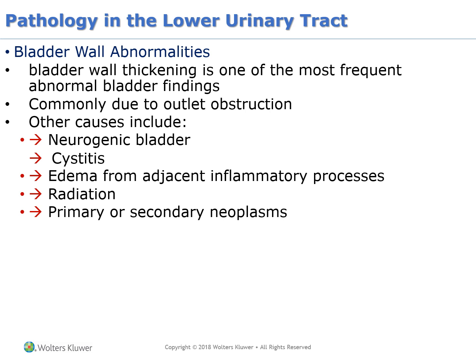Other causes of irregular bladder wall or bladder wall thickening would be neurogenic bladder, where it has had to hypertrophy because of the large strain, because of the intracystic pressure, chronic cystitis or inflammation there, edema from adjacent inflammatory processes, radiation therapy to the other area, or like I mentioned already, the primary or secondary neoplasms.